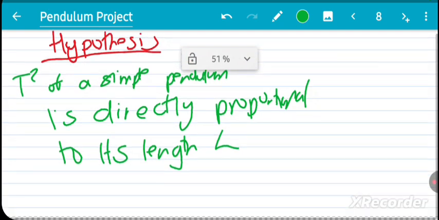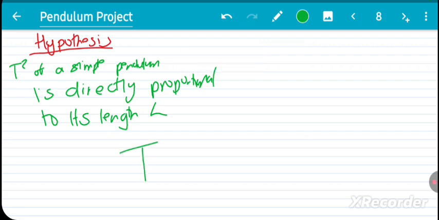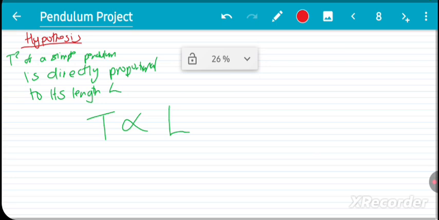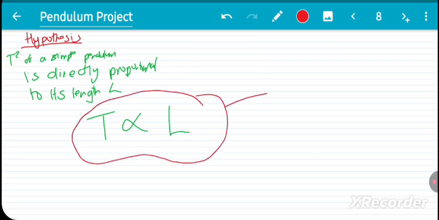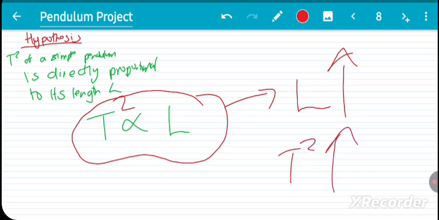This is what we think because the physics says so. T is directly proportional to L. Who knows, maybe the experiment is going to prove us wrong. So this is us making an educated guess. So once more, to reiterate here, T squared proportional to L just means that when you increase the length, T squared, so let me just put T squared here, my bad. So when you increase length here, T squared is also supposed to increase. There is a linear relationship between them.